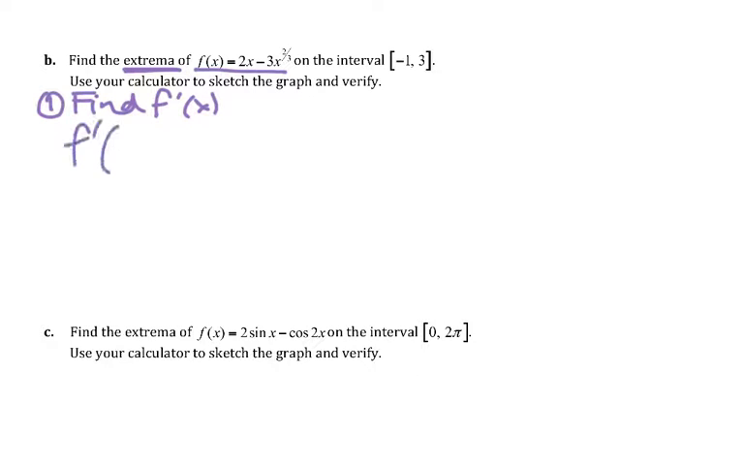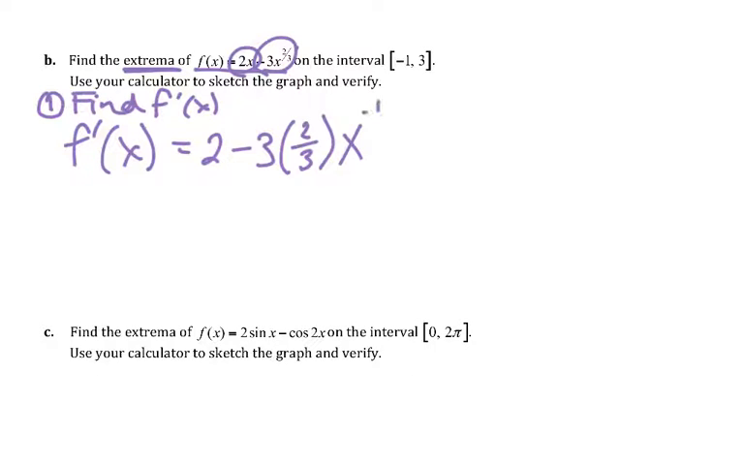Okay, so f prime of x in this case, well, the derivative of 2x is just 2. The derivative of the next part, we have the -3, bring down the 2/3, x, and when I subtract 1 from 2/3, I get -1/3. So that's our derivative. Let's simplify it. We get 2, the 3's cancel, minus 2x to the -1/3.